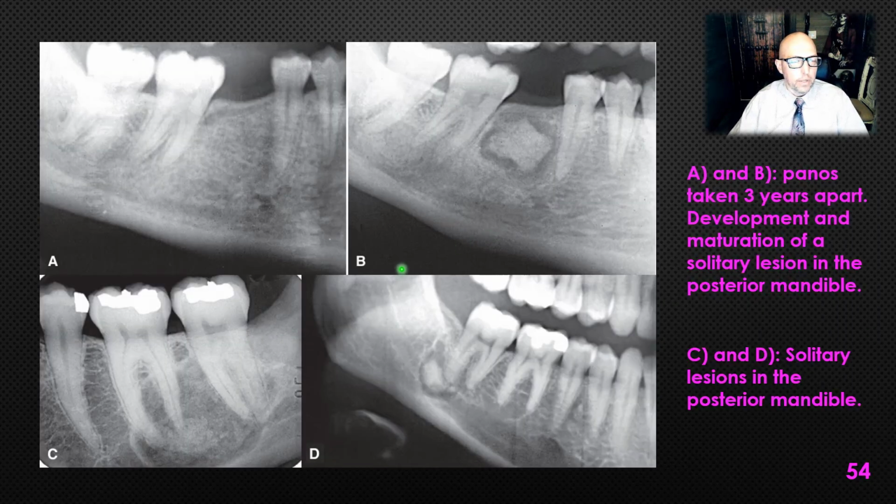This is an interesting one. These are panoramic radiographs that were taken 3 years apart, and they developed a cemento-osseous dysplasia lesion that calcified within those 3 years and has this lucency around it. Now looking at this, I might think infection, I might think osteomyelitis. We haven't got there yet, so I'm kind of getting ahead of myself here. We'll talk more about what an osteomyelitis sequestrum is though.